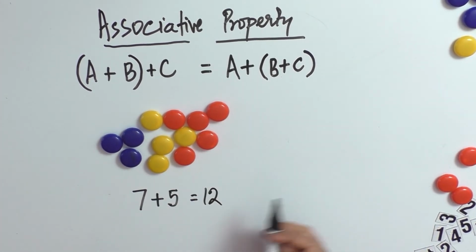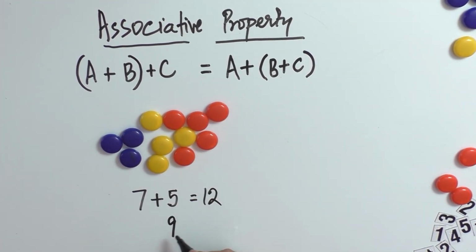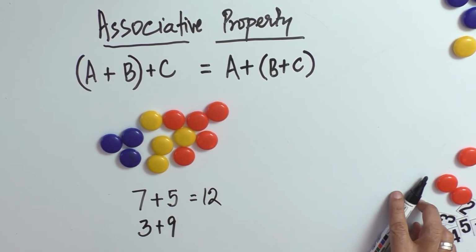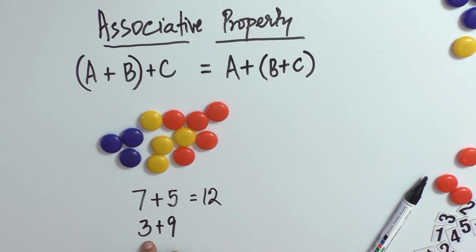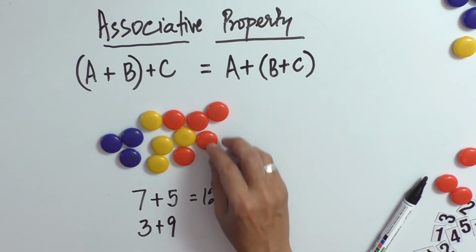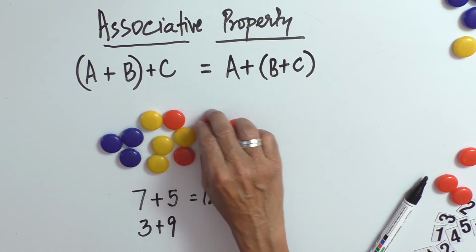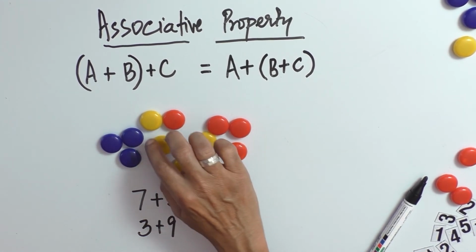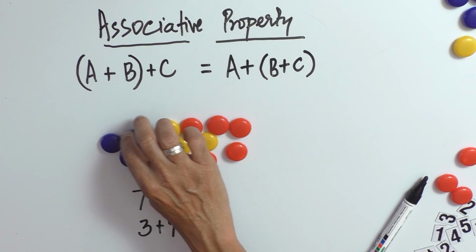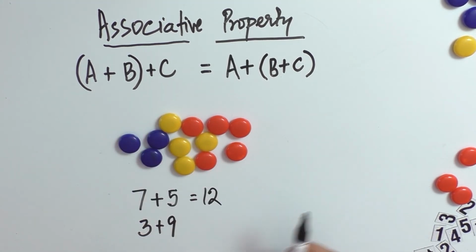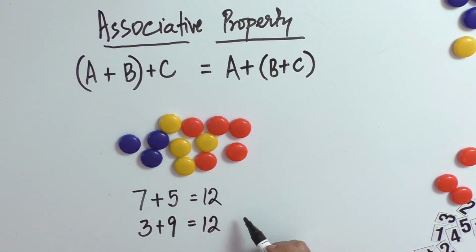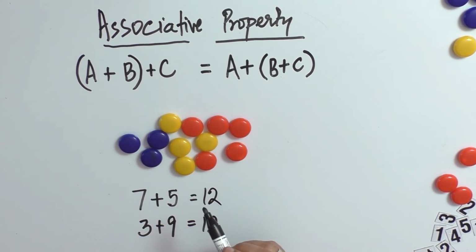So what we have to do now, in the second instance, the 9 is added with the 3. A is 3, B plus C is 9. Now count the numbers 1, 2, 3, 4, 5, 6, 7, 8, 9, 10, 11, 12. So 12. So in the first case, A plus B put together and then C, the result is 12.